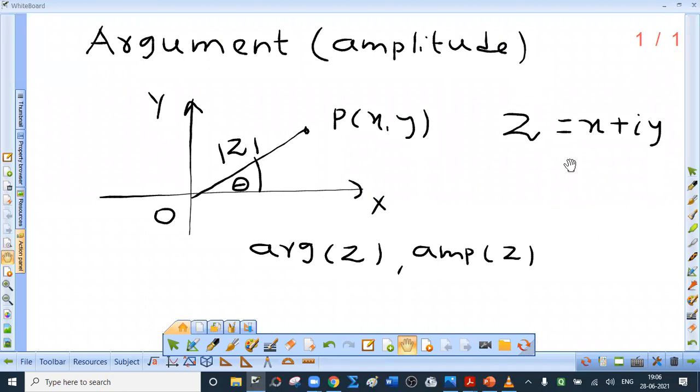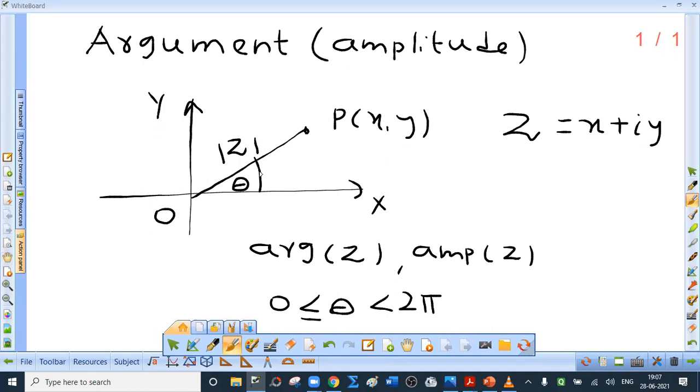Suppose z is x plus iy. We have just seen that this complex number can be represented by the point P(x, y) in the Argand plane. Suppose angle XOP equal to theta, then this theta is known as an argument or an amplitude of a complex number. Actually, in the textbook, they say that 0 degree less than or equal to theta less than 360 degrees, or if you say in radian, then it is 0 less than or equal to theta less than 2 pi.